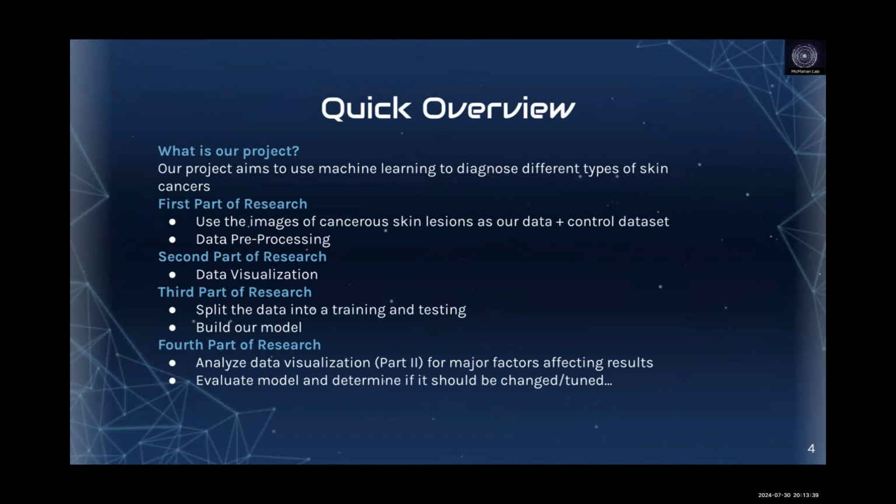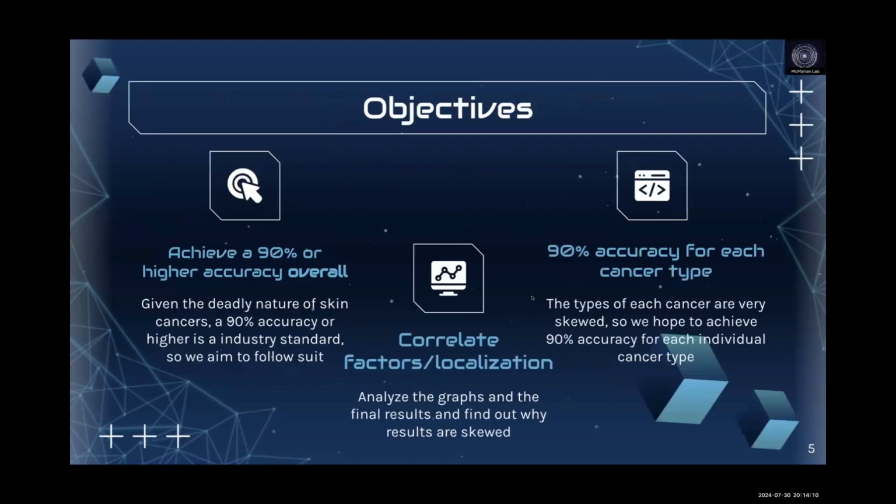The first part of our research was to see the images, visualize them, and then pre-process the data. The second part is to visualize the pre-processed data to make sure all the data looks right, which we'll get into later. Our third part is building our model, and then we also have to split the data, obviously, into training and testing. And building of the model is the architecture we use to ensure highest accuracy. The fourth part of research is to analyze our accuracy and other metrics.